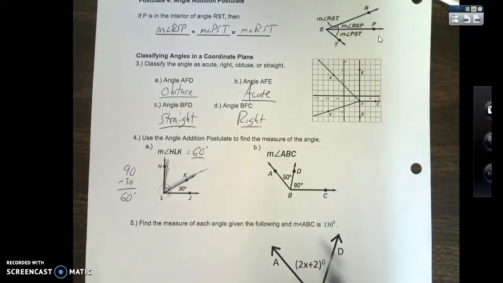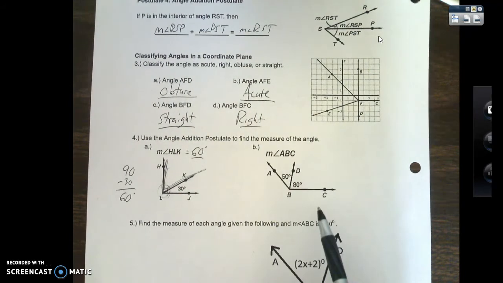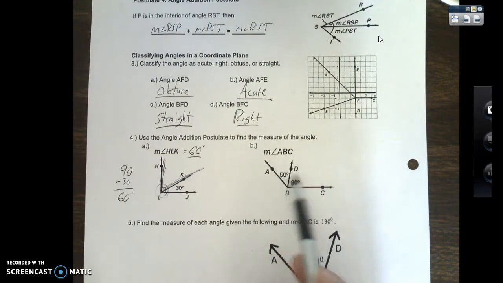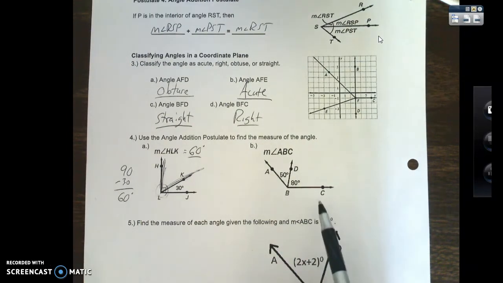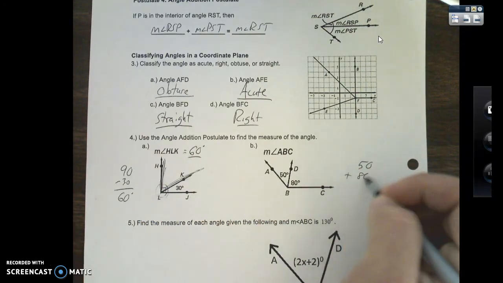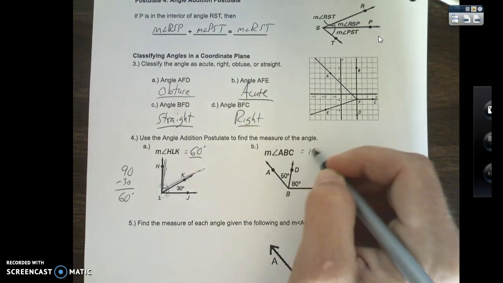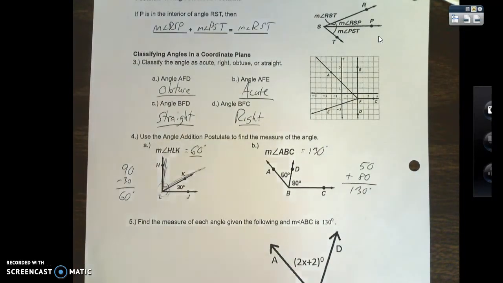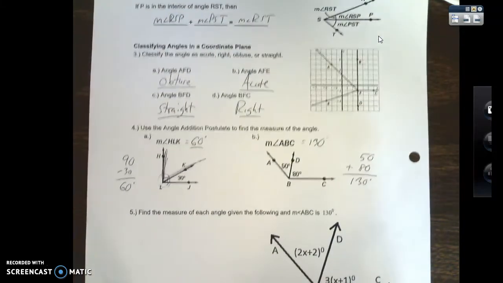Good stuff. As far as part B, the measure of angle ABC, again, I'm putting the entire thing together here. So it's two adjacent angles, ABD and angle DBC. I'm doing 50 plus 80, 130 degrees. And again, important to note for all of these, when you're doing angles, we're talking about degrees. Make sure you have that in there as well.